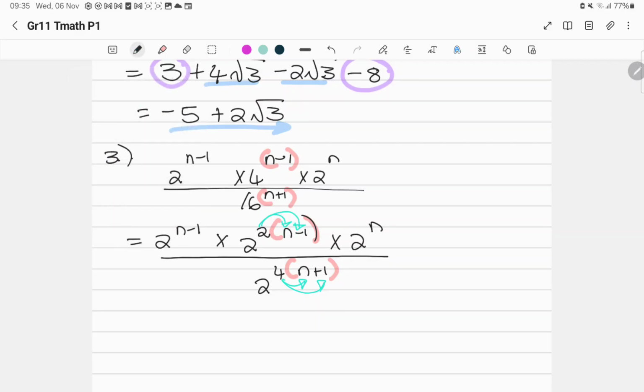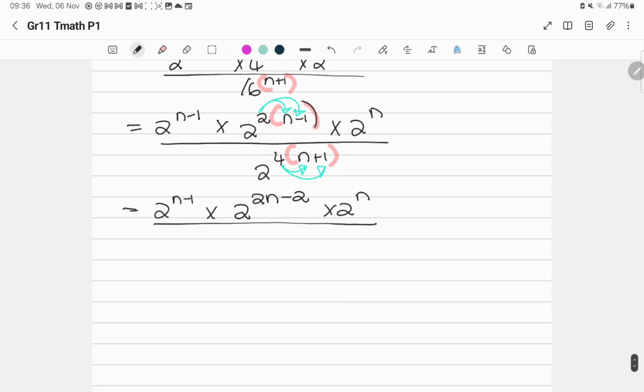So if I calculate this, it gives me 2 to the power of n minus 1 times 2 to the power of 2 times n is 2n. And 2 times negative 1 is negative 2 times 2 to the power of n. Then at the bottom, I'm going to say 2 to the power of 4 times n is 4n, and 4 times 1 is 4. Now it's usually here where you guys get stuck.